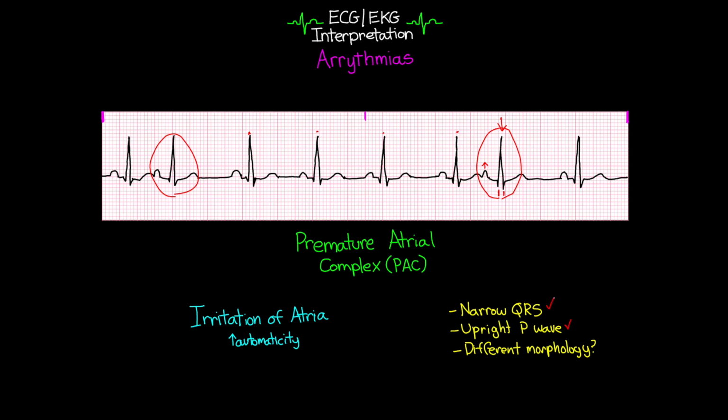And in this case, we actually do have a different morphology of the P wave when you compare it to the other ones over here. So again, if we look at this one at the beginning of the strip, this P wave has a different morphology than this P wave here. So in this case, we can check this one off too. Now, I wouldn't rely on this different morphology because sometimes they're going to look much like the normal P waves that you're seeing. But definitely if you have this on top of everything else, it should really help you easily identify that this is a PAC.